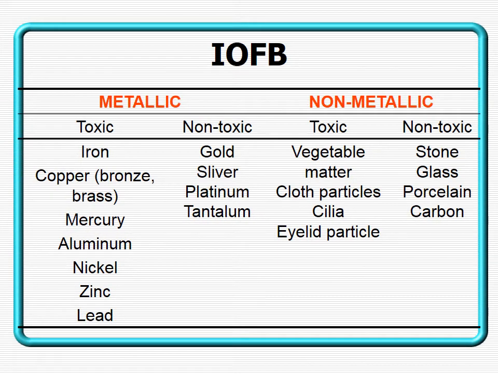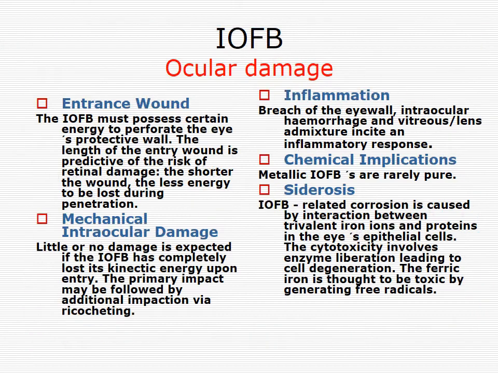The intraocular foreign body could be metallic or non-metallic, and could be toxic or non-toxic according to the nature of the substance. The toxic metallics include iron and copper. The non-metallic toxins include vegetable matter. And the non-toxic non-metallics include glass and stone.